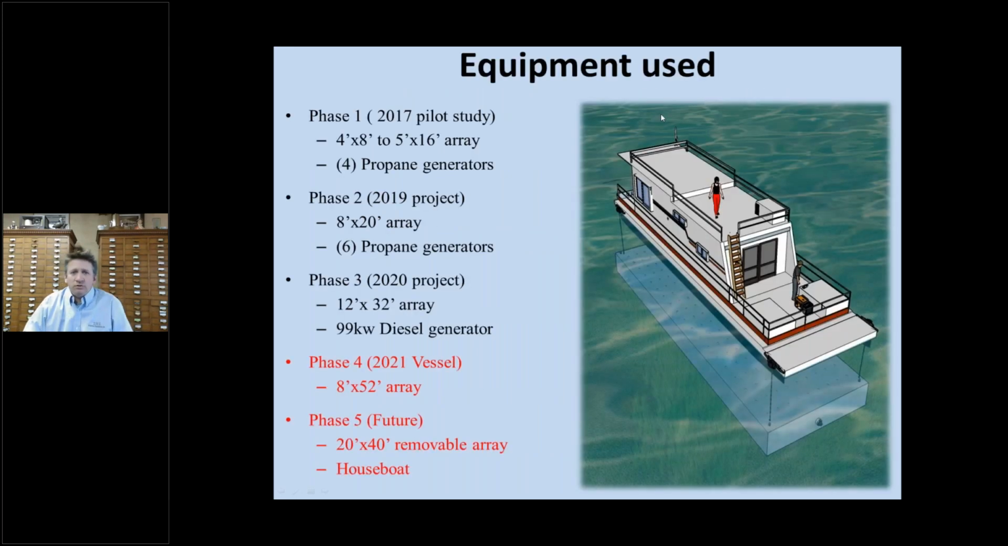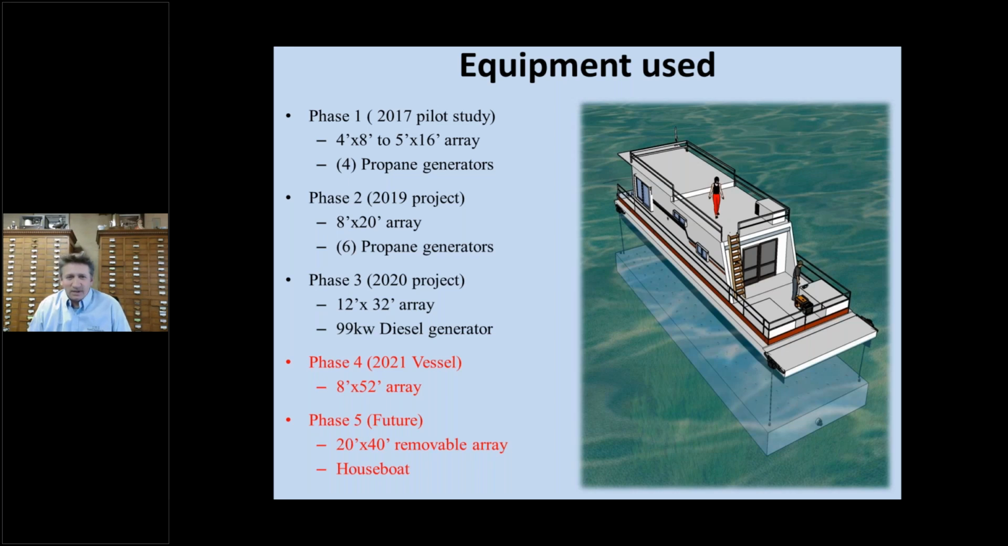So, equipment used. Back in 17, when we started this project, we had a very small array. We came out there with a 4-foot by 8-foot array. We learned very quickly we'll never get this project done with something that small, so we immediately expanded it to something around 5-foot by 16-foot, and that allowed us to finish that project. That system ran off 4 propane generators.